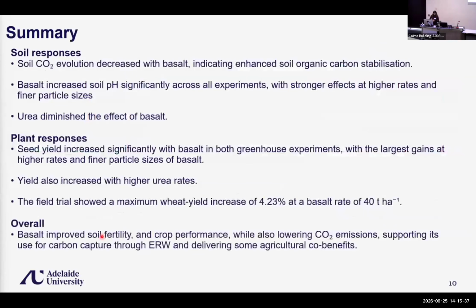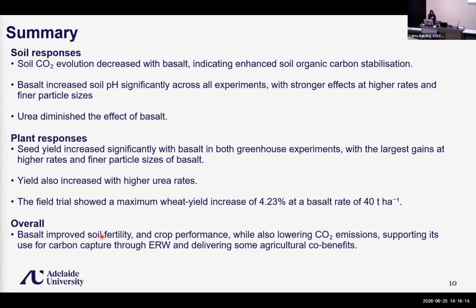So finally, as a conclusion, when we talk about the soil responses, from my incubation experiment, I found that the soil carbon dioxide emission decreased with basalt, which indicated some enhanced soil organic carbon stabilization. And across all my experiments, basalt increased soil pH significantly, with stronger effects at higher rates and finer particle sizes. And when it comes to soil pH, urea diminished the effect of basalt.